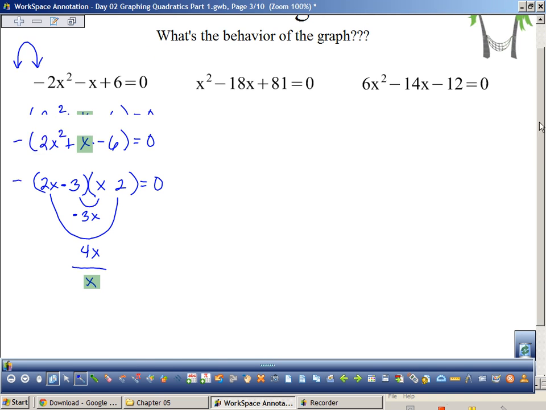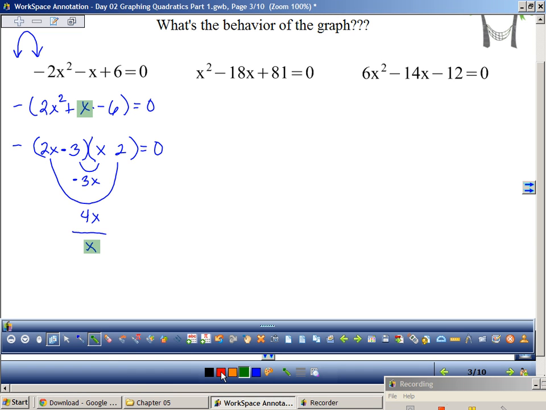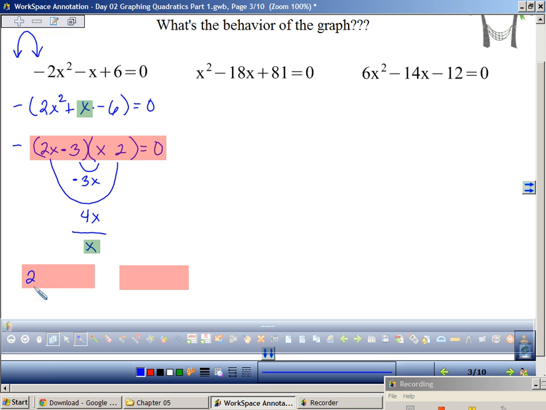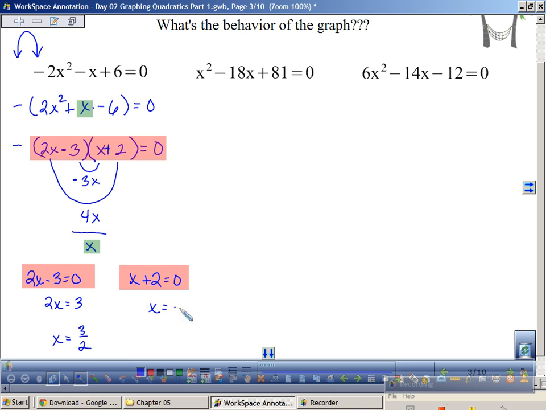Okay, so we're not done solving yet, right? What do I need to do with this? Make it equal to 0. Each one equal to 0, right? So I've got 2 separate equations. I've got 2x minus 3 equals 0, and I have, forgot my addition sign, x plus 2 equals 0. When I solve for this one, I get 2x equals 3, so x equals 3/2, and over here I just get x equals negative 2.